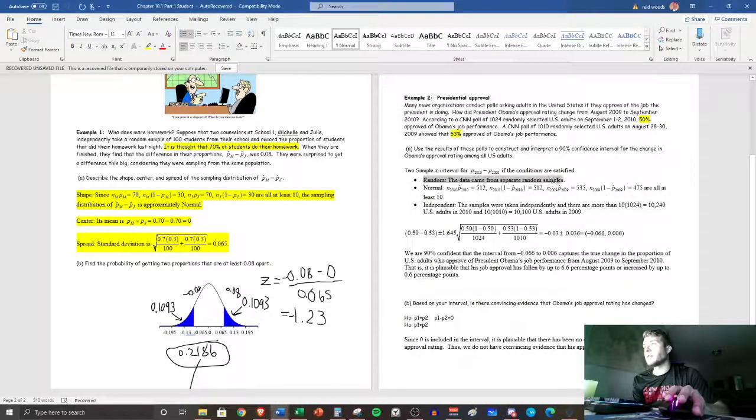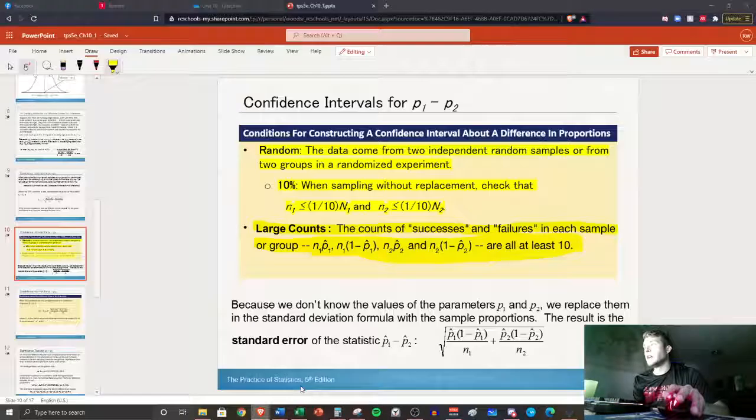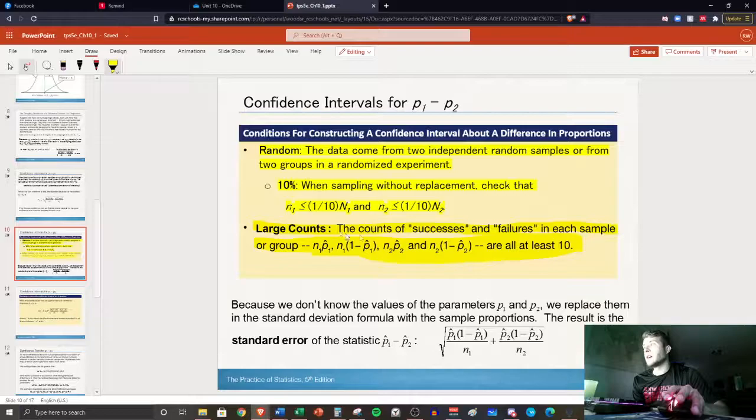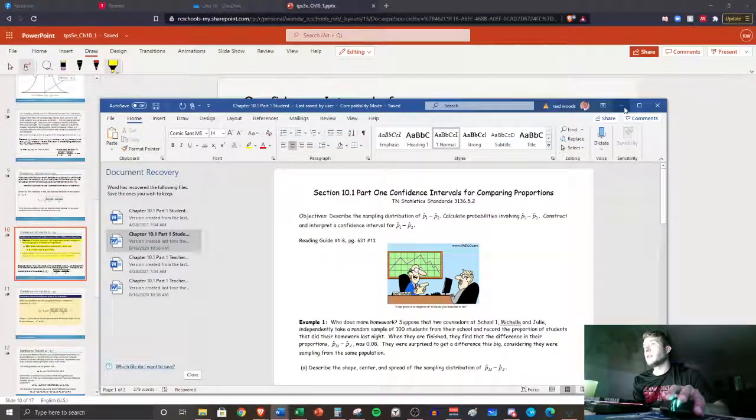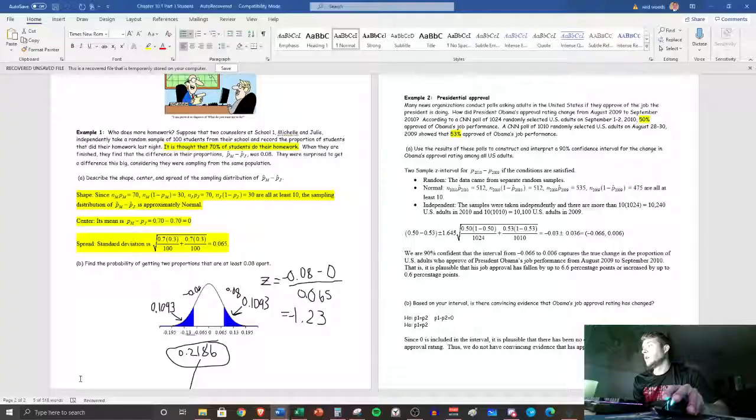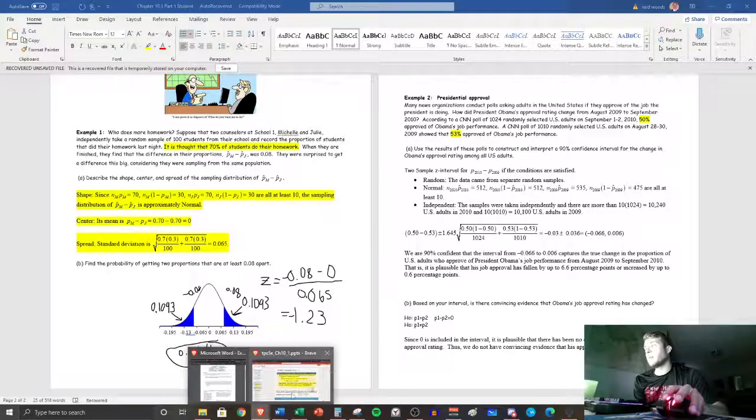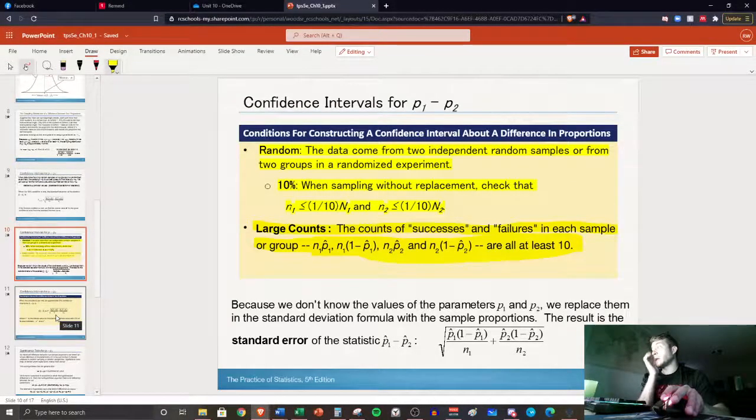We saw that it was random, separate random samples. Each one was normal, so we had to check the normality conditions with this large counts here, and then also we had confirmed that they were independent, so that's that 10% condition. So that's what we had done. And then I'm going to go ahead and pause this, and then we'll put up the confidence interval construction that we did. So I'll pause, let you write this.